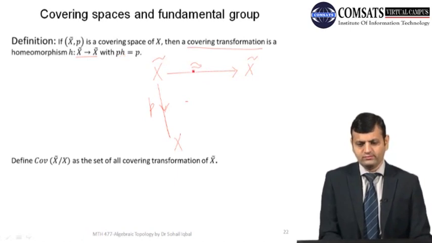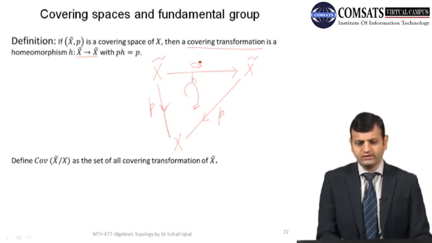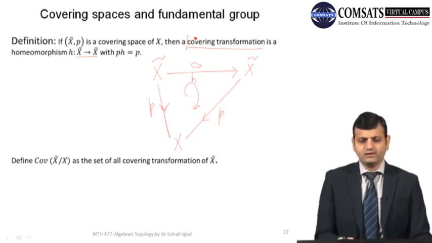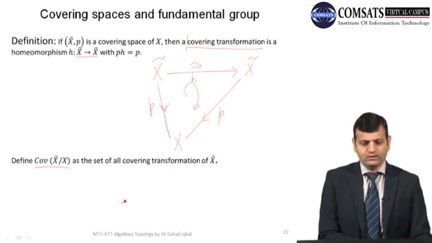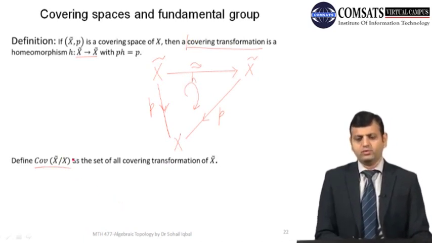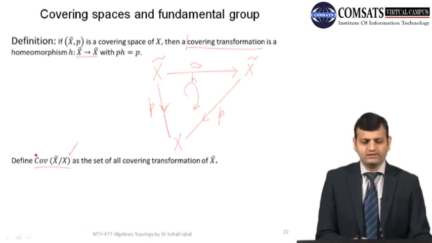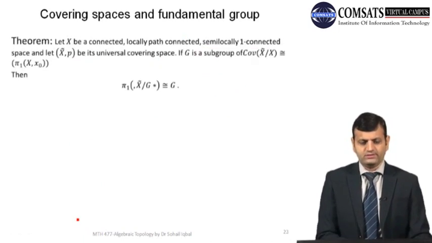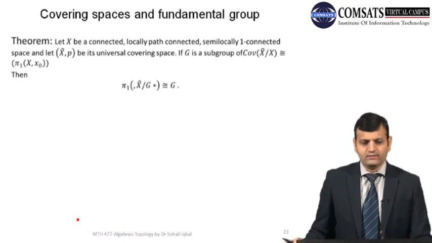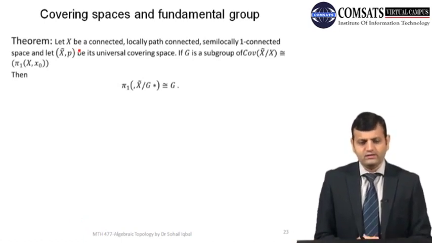Okay, so this is a homeomorphism H such that when we apply H and then we apply P, it is the same as applying P. So in other words, this diagram commutes. Okay, so that's how we define a covering transformation. Now of course there can be more than one covering transformation, and we denote the set of all covering transformations by this. Now this theorem is very important.